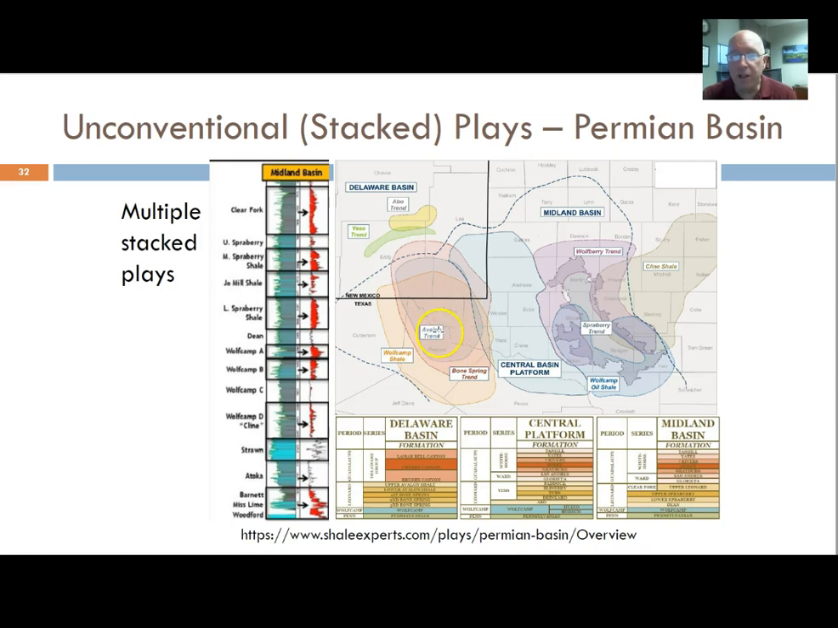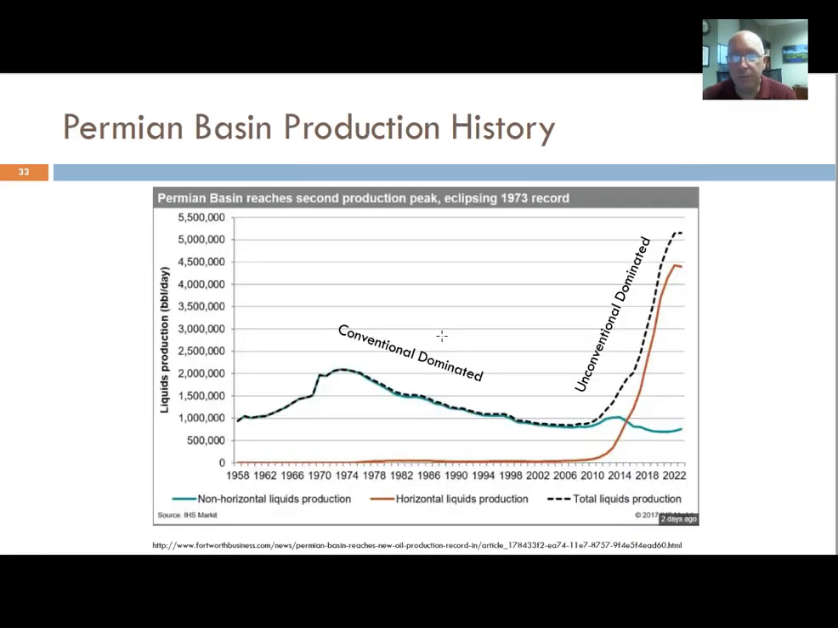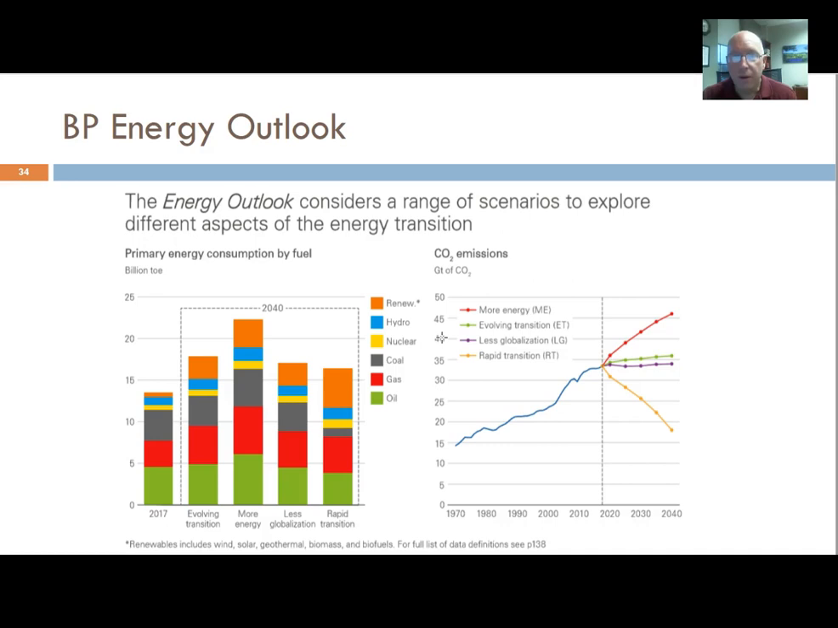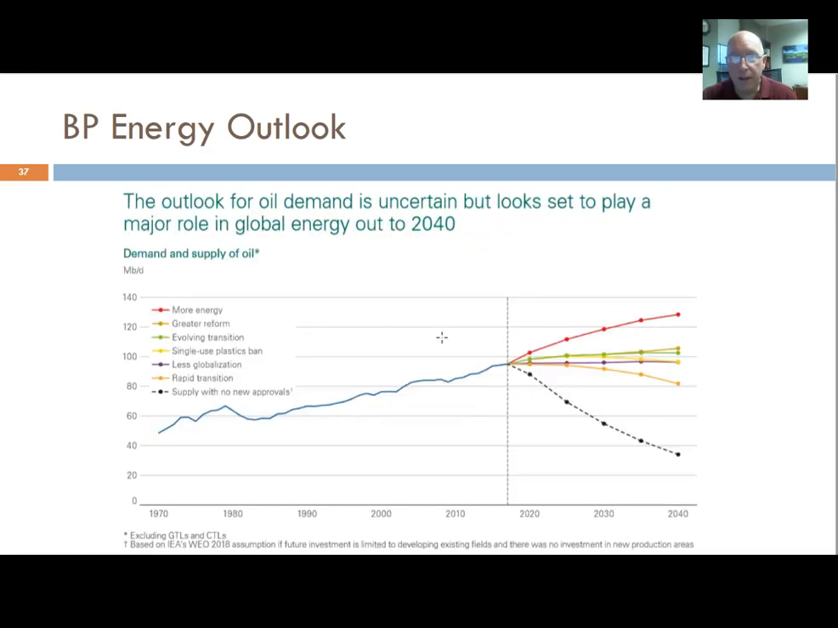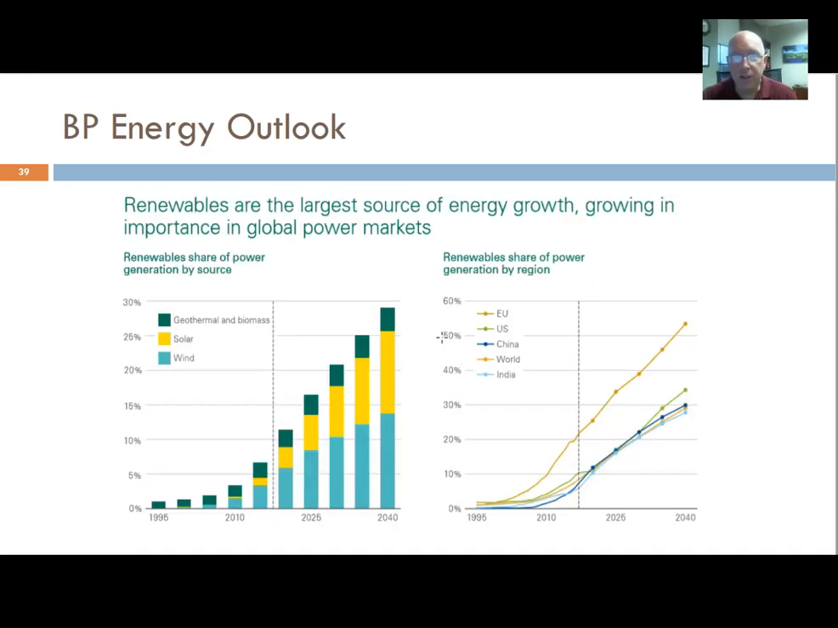And the way I remember that is even though Delaware is on the east coast of the United States, it's actually west of Midland in the Midland Basin. And I think that's got us covered for geology.